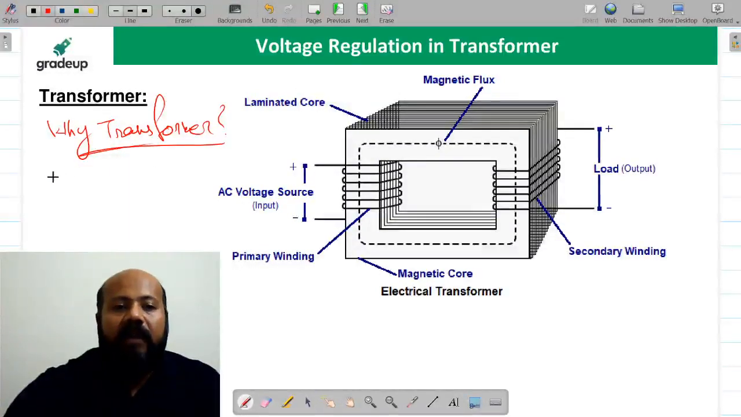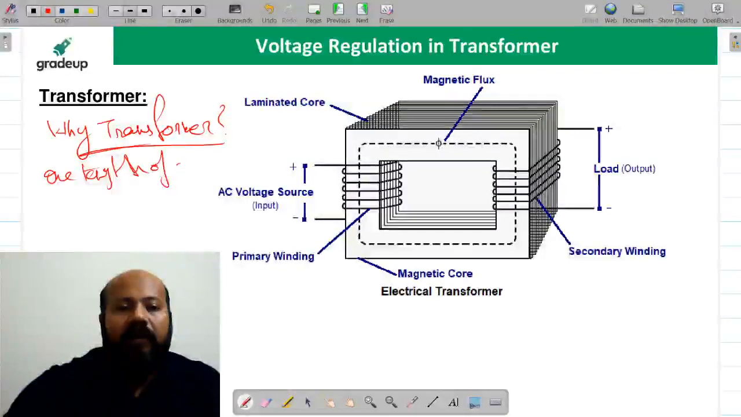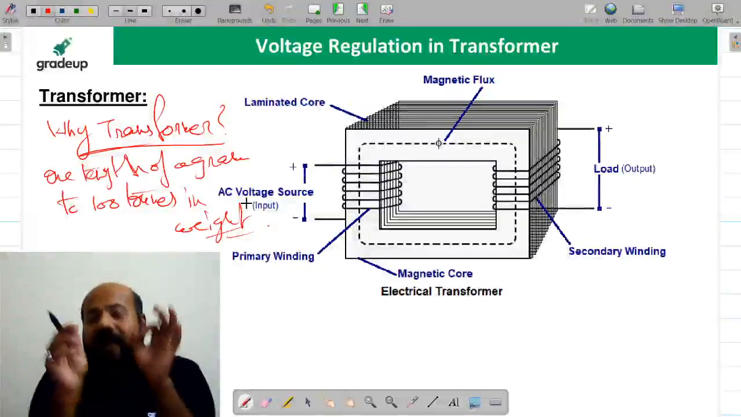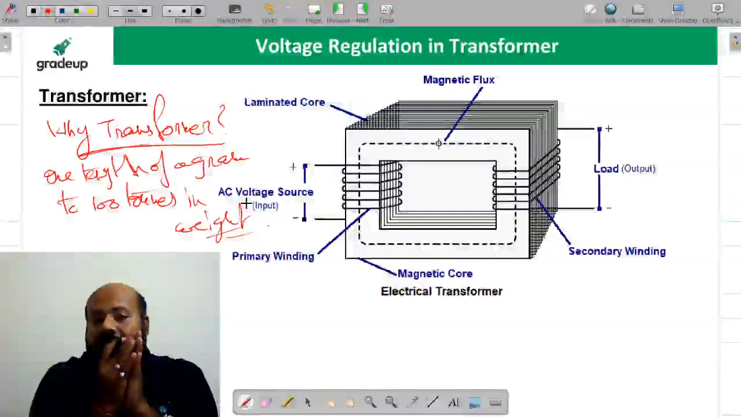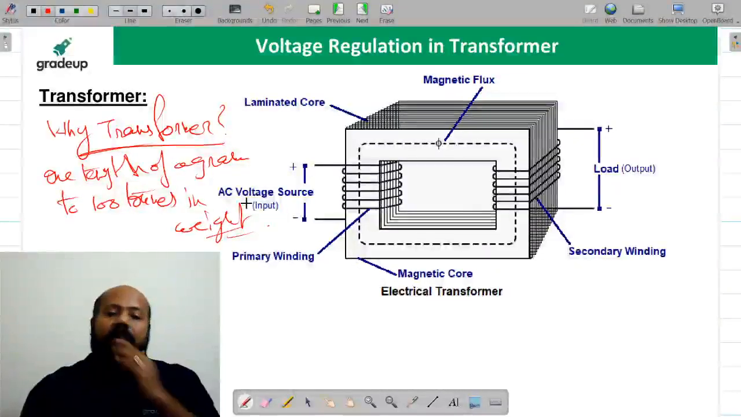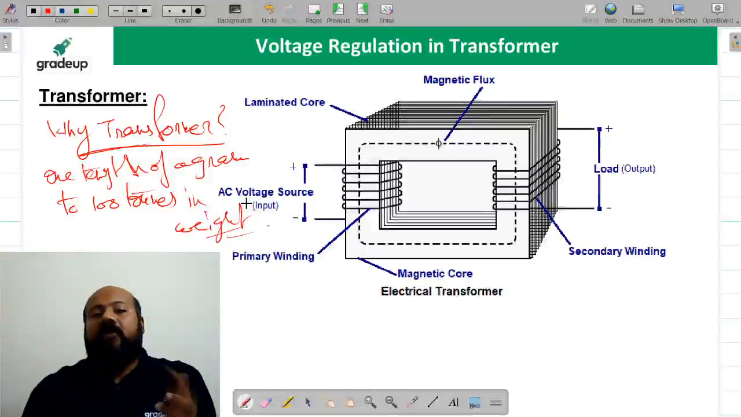It is available from 1/10 of a gram to hundreds of tons in weight. If any device is available in such a wide range of sizes, that is from tenths of a gram to hundreds of tons, then you can imagine its potential, then you can imagine the utility of this beautiful device.